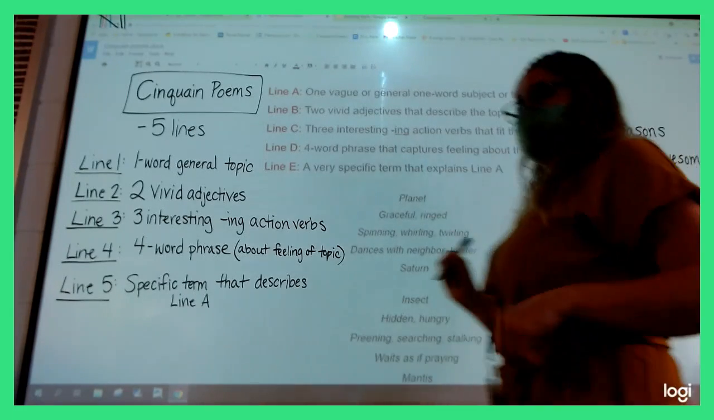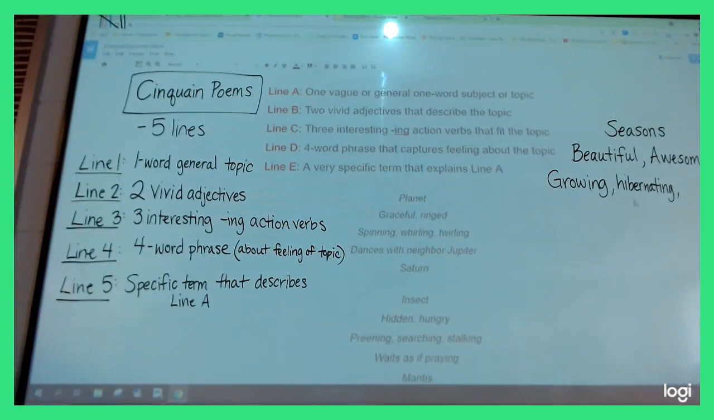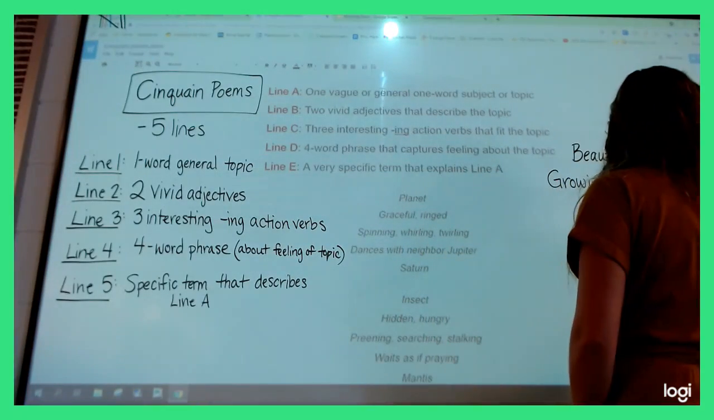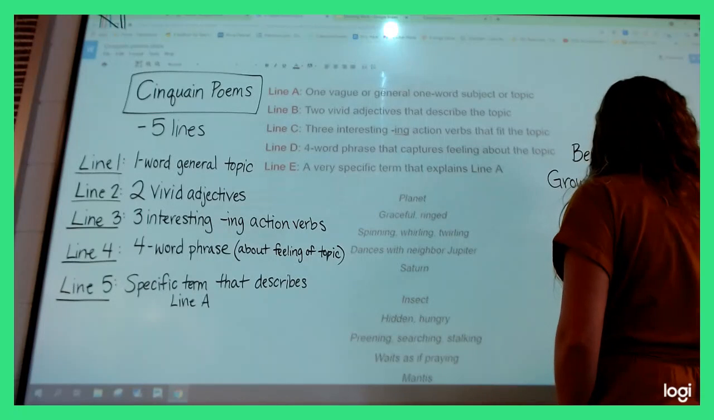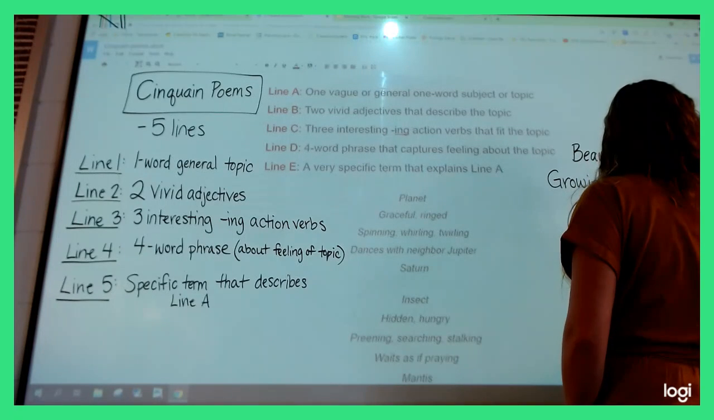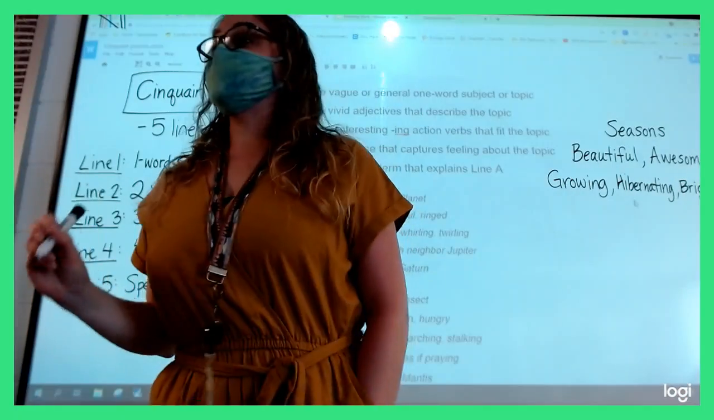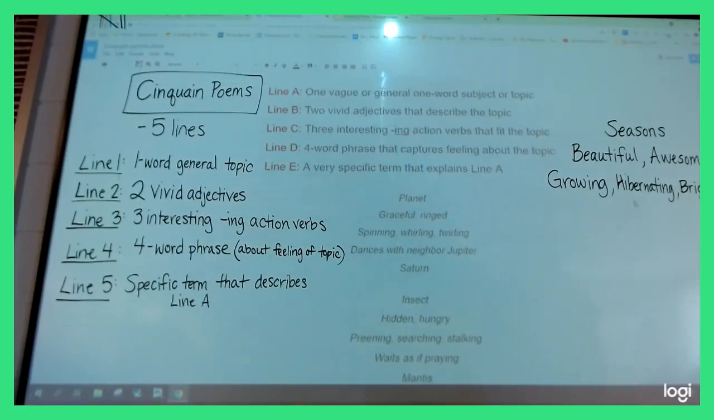All right, we got 2. We need one more ing action verb. Hayden? Brightening. That'll work. Actually, I'm going to keep all of them capitals. If you've got different words you want to use that you're liking, you can go ahead and use your own words.